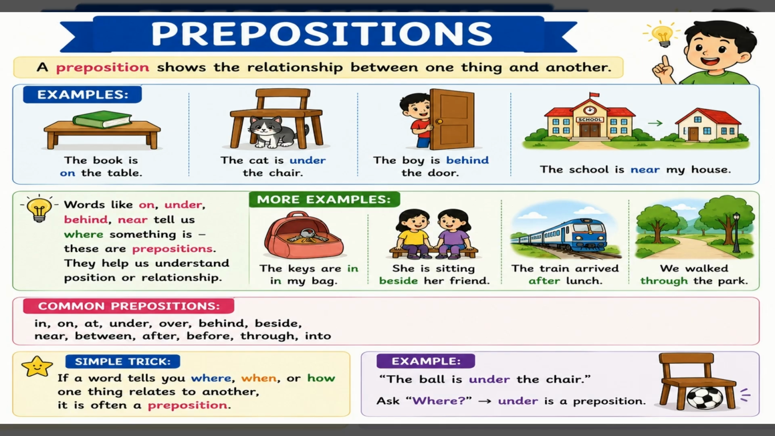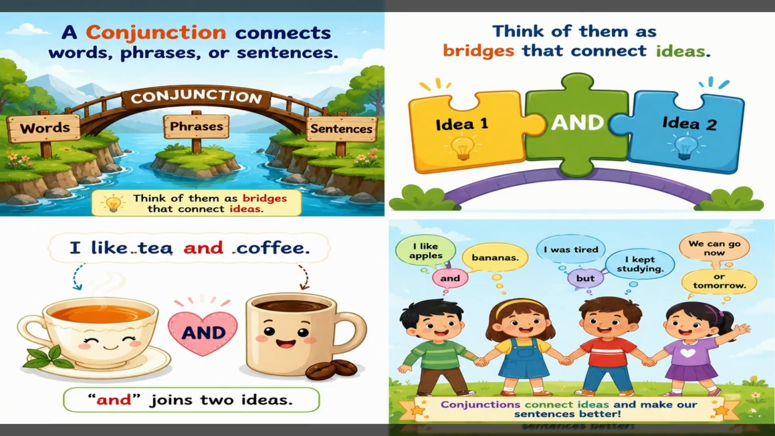Prepositions help us understand relationships between words, especially relationships of place, position, time, and direction. Once you start looking for them, you'll notice prepositions everywhere in English. Now, let's talk about conjunctions.